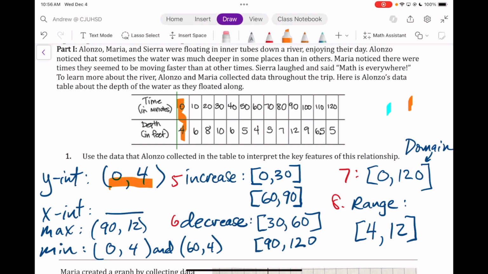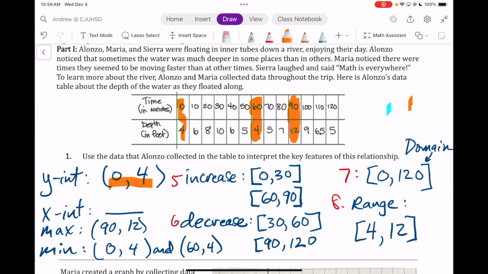The maximum depth of the river occurs at 90 minutes in. So 90, 12. Think of that as a point. The minimum is at the beginning, 0, 4. Because the depth of the river is 4 feet, that's the smallest. It also duplicates later on. At 60 minutes, they're also at 4 feet.